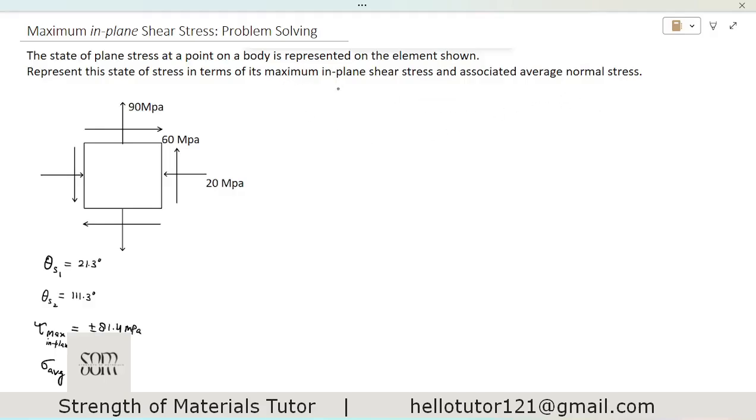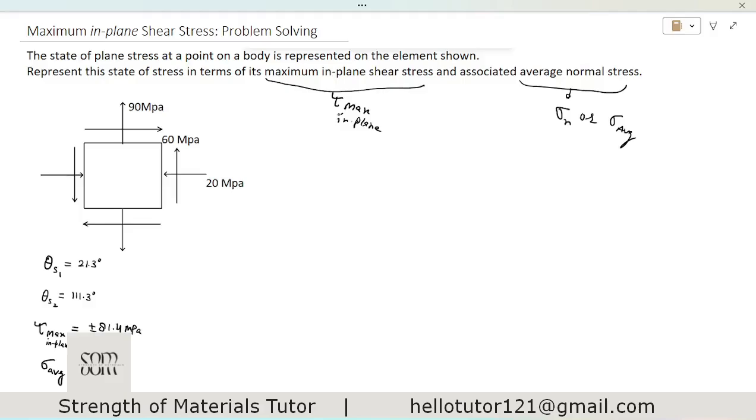So basically we have to find tau max in plane, and we also have to find the normal stress, sigma n, or we also denote it with sigma average, on the plane where we have the maximum shear stress. Because we already found in our previous class that on a maximum shear stress plane, there also exists a normal stress, right? So let us find those.